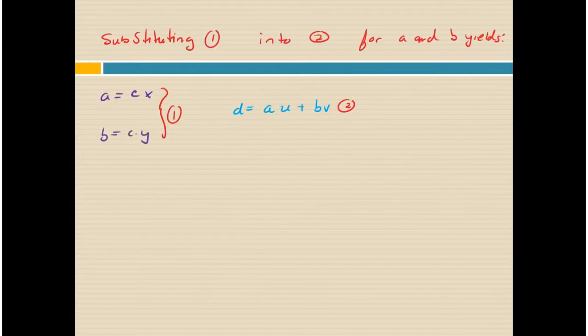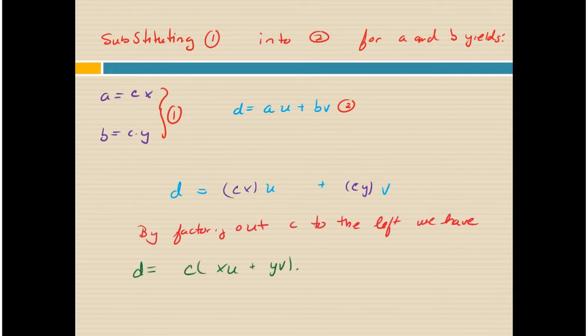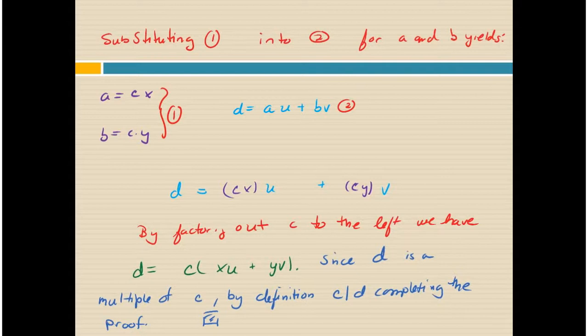If I substitute the first equations, labeled 1, into the second equation, labeled 2, for A and B, I get the equation D is equal to CXU plus CYV. By factoring out the C to the left, we get D is equal to C times (XU plus YV). Since D is a multiple of C, by definition C divides D, and that completes the proof.